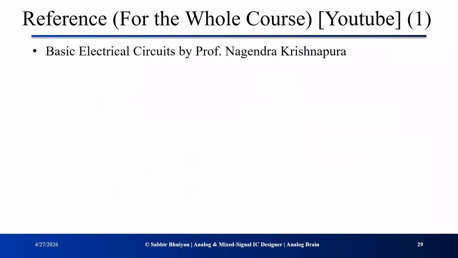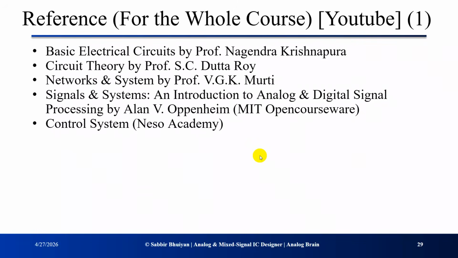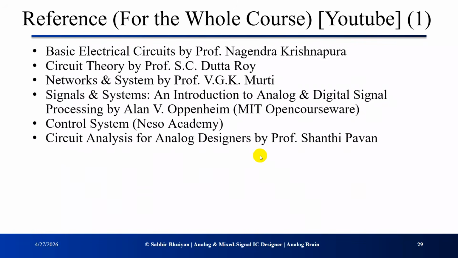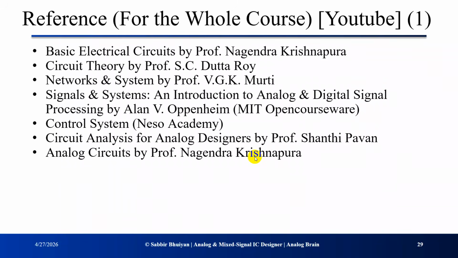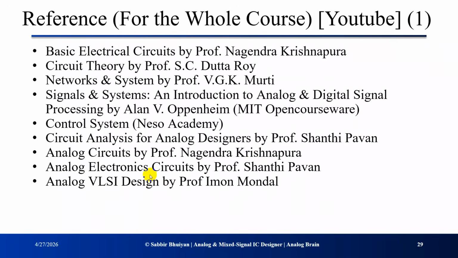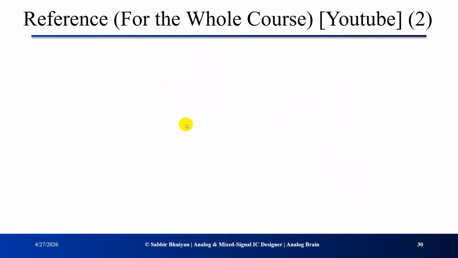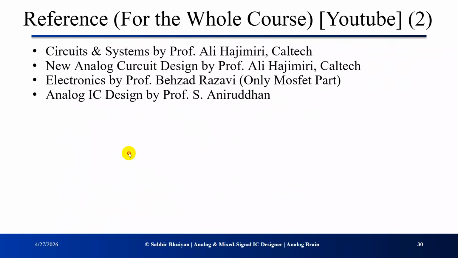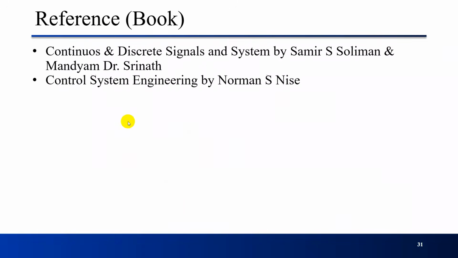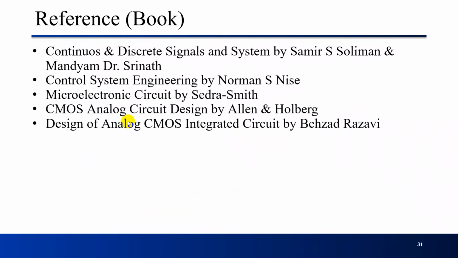So now the references. This slide contains the full reference list, YouTube courses and textbooks for the entire course. A few highlights for signals and systems: OpenCourseWare MIT lectures are the gold standard. For analog circuits, Nagendra Krishnapura, Shanti Pavan, Behzad Razavi YouTube lectures are excellent. For books, Sedra Smith for fundamentals, and Razavi's analog circuit design for advanced topics. And Alan Oppenheim is a solid reference. Okay, so this is the YouTube reference, and this is the book reference, with control systems and signals and systems.